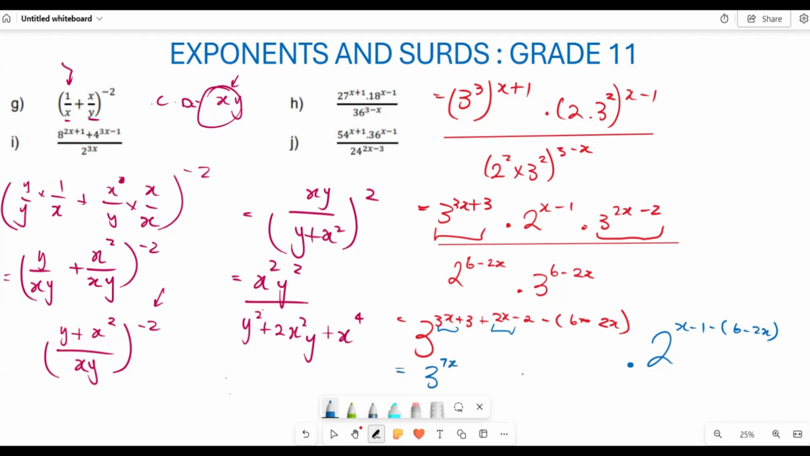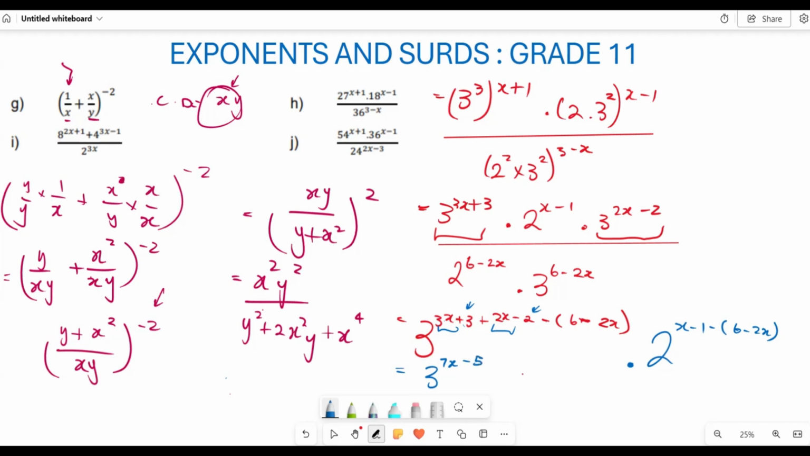And now from here, what else are you going to have? This is going to be positive 3. This is minus 2. Then negative and negative, or rather negative, is going to give you negative 6. So this is going to be the same as, let's see, 3, then minus 2, which is 1. So this is going to be minus 5.